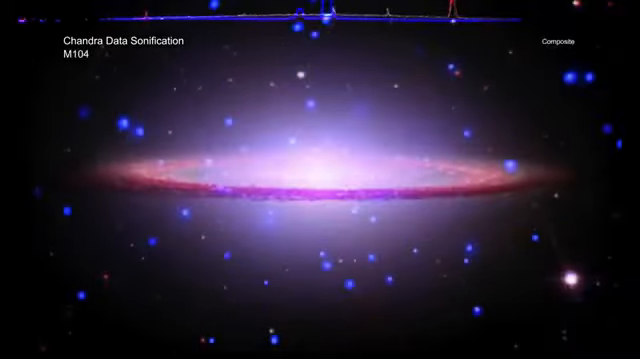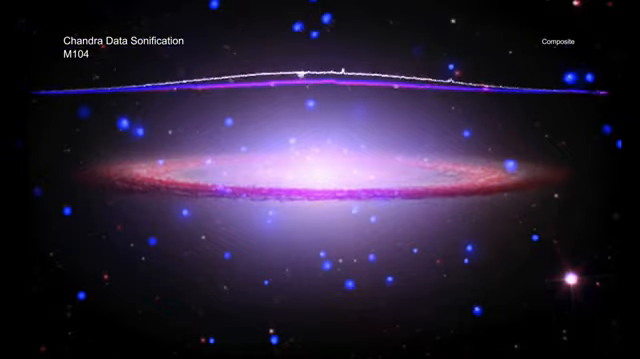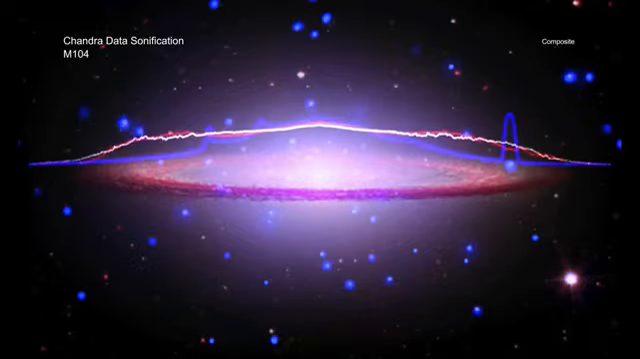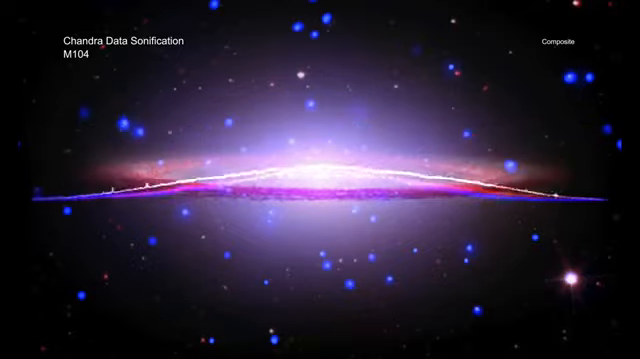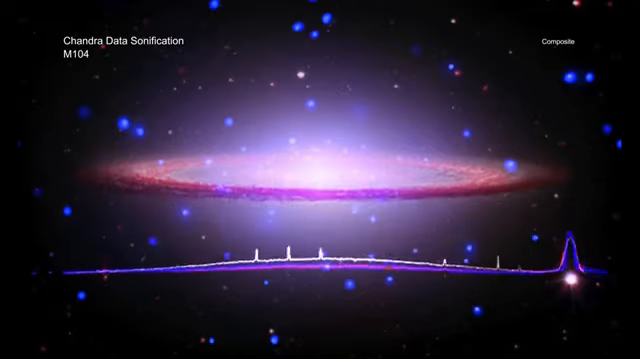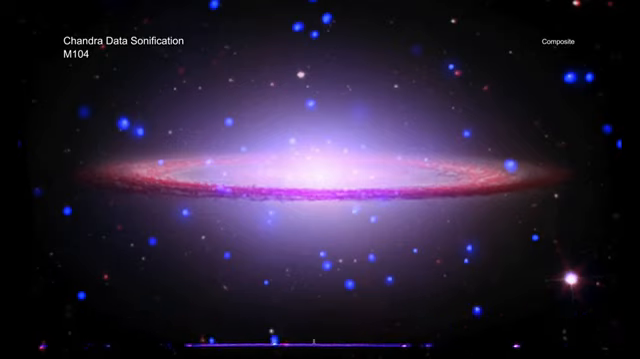The third sonification in this new batch is Messier 104, or M104 for short, one of the largest galaxies in the nearby Virgo cluster. As we view it from Earth, the galaxy is angled nearly edge-on. This allows us a view of the spiral galaxy's bright core and spiral arms wrapped around it.